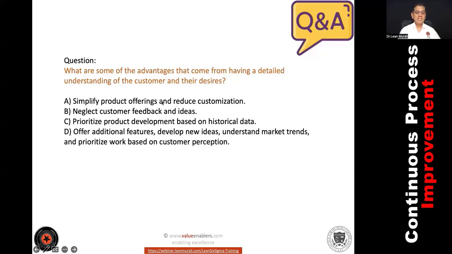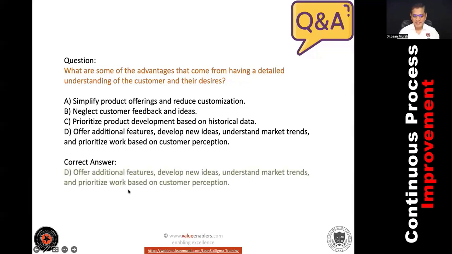So the answer is yes, offer additional features. So thumbs up to all the people who have said D. So this is a thumbs up. I have these firecrackers going behind me for those people.